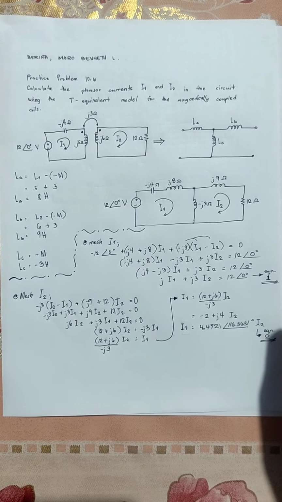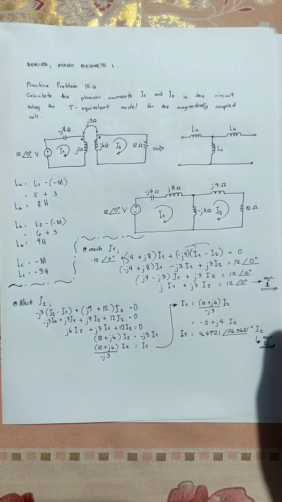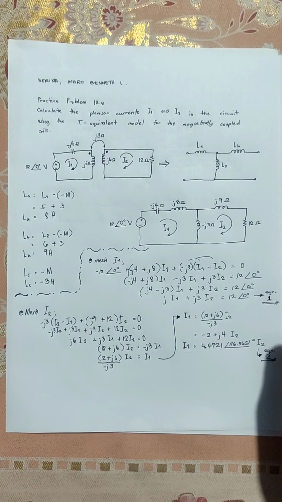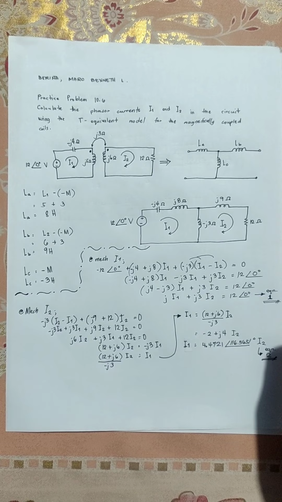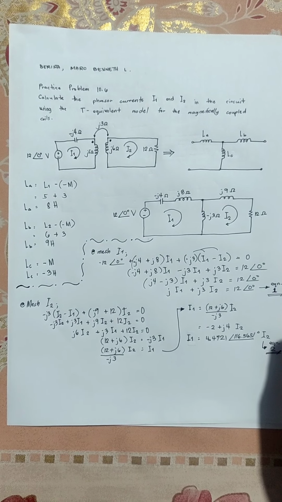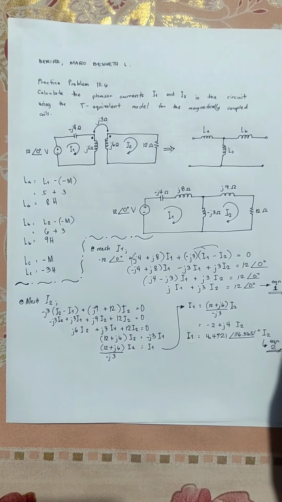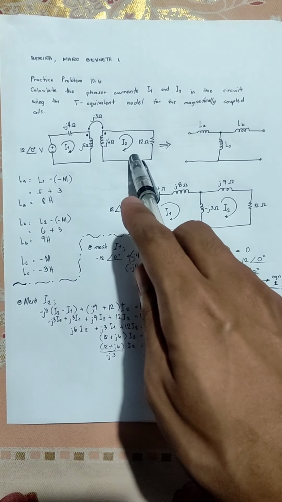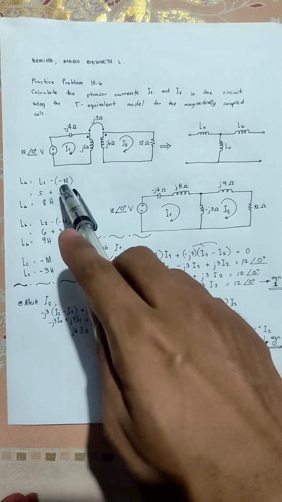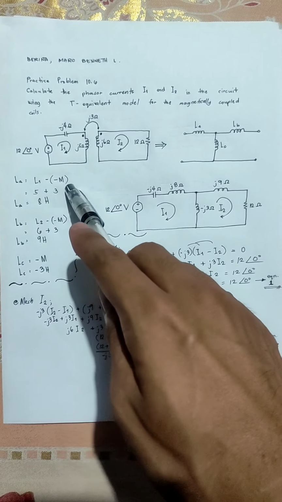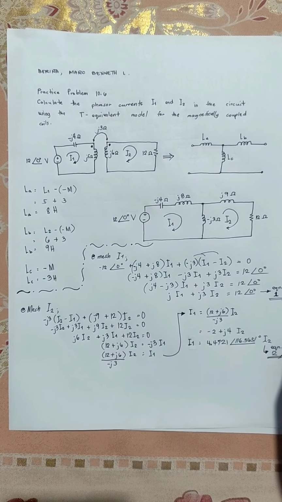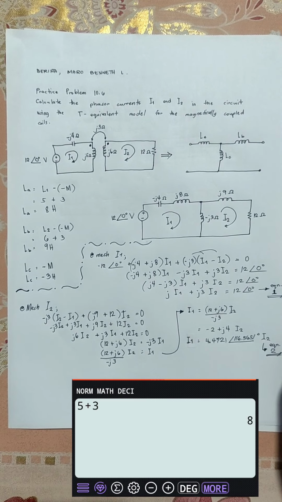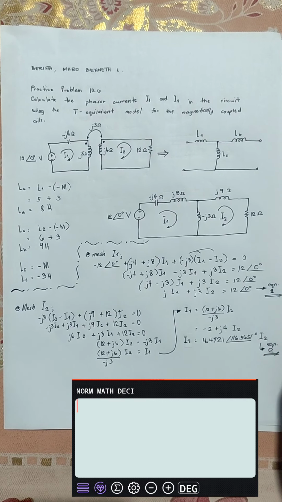To get those values, we have the formula for L sub A equals L sub 1 minus negative M. Since I1 is entering the dot and I2 is leaving the dot, our M will be negative. L sub 1 minus negative M is equal to 5 plus 3. L sub A is now equal to 8 henry.